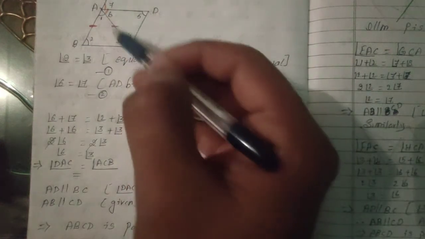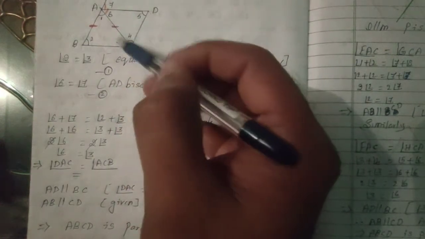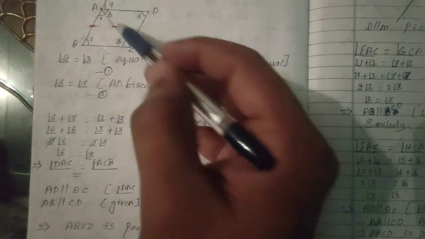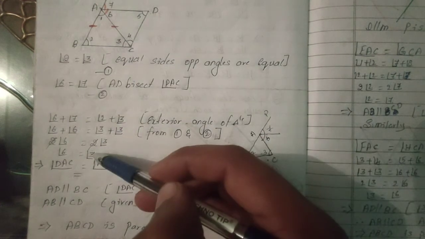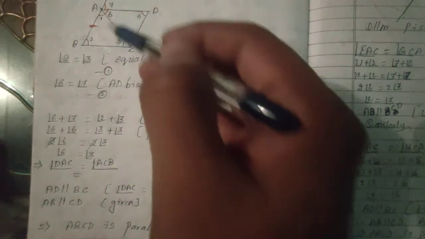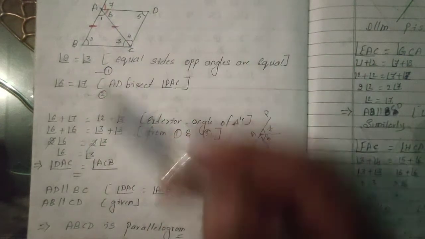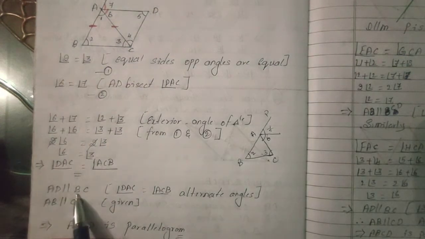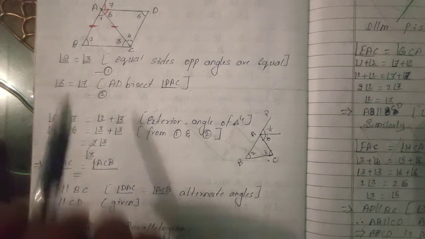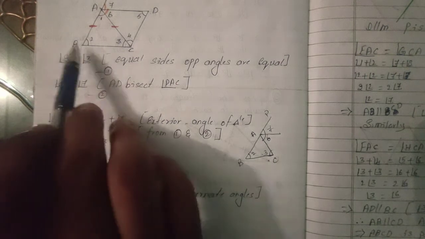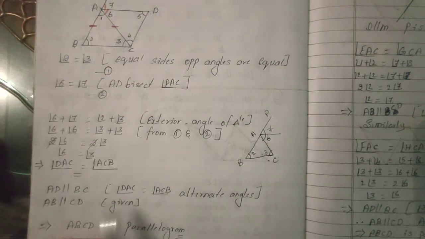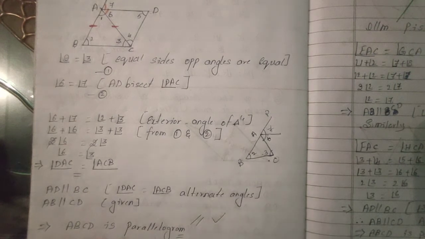Remember, these two satisfy the alternate condition. One is right side, one is left side of the transversal line. Then these two are same, we know. Then these two are alternate angles means these two sides are parallel. AD parallel to BC because 6 and 3 are alternate angles. Then already they given AB and CD are parallel. So two pair of opposite sides are parallel. Then ABCD is nothing but parallelogram. Okay, na?